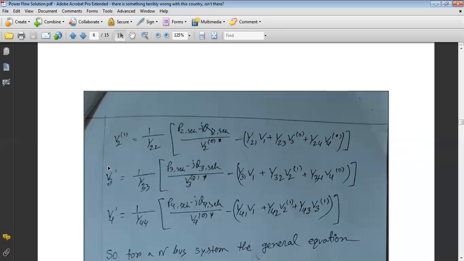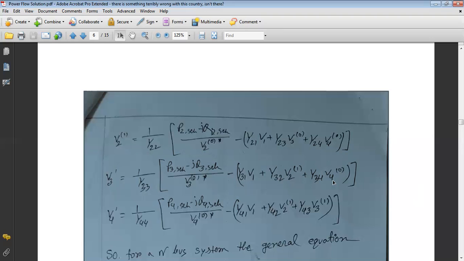And here, whenever we calculate the bus voltage of V3, or bus 3, then V2 should be the first iteration value. It means that here we don't need to put down the assumption value because we have already calculated the value of V2. So we can put down the earlier calculated value here, the first iteration value. That's why V2 to the power 1. And this is V4 to the power 0.